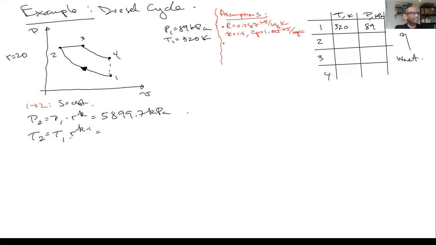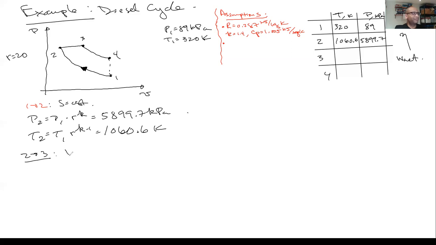So we get 320 Kelvin multiplied by 20 to the 0.4. That's going to give me 1060.6 Kelvin, and 5899.7 kPa.